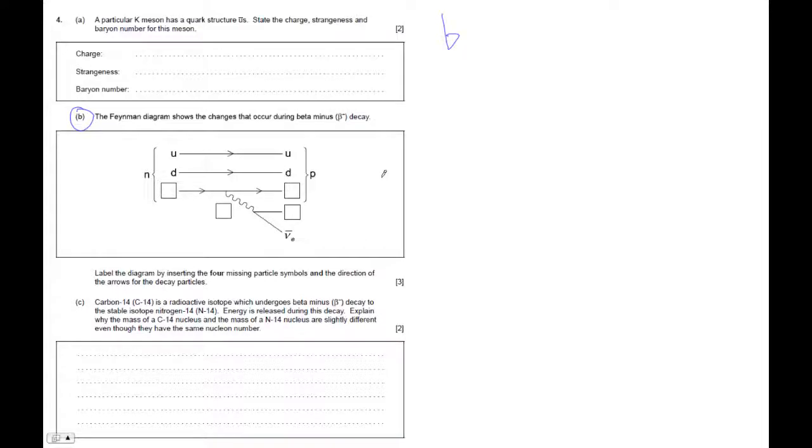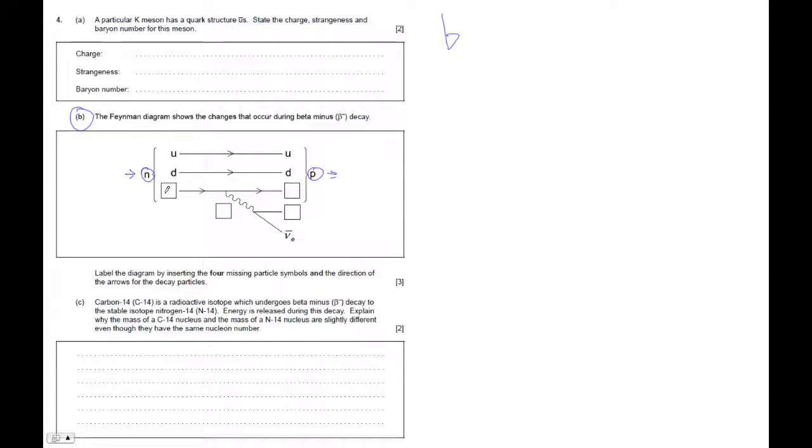The Feynman diagram shows the changes that occur during the beta minus decay. Okay, so the first thing you've got to do is figure out the quark constituency of a neutron. You should have memorized that, but look it up. If you need to use your Google machine, that's fine. We're just going to totally use any source we can to do these take-home tests. So look up the quark constituency.